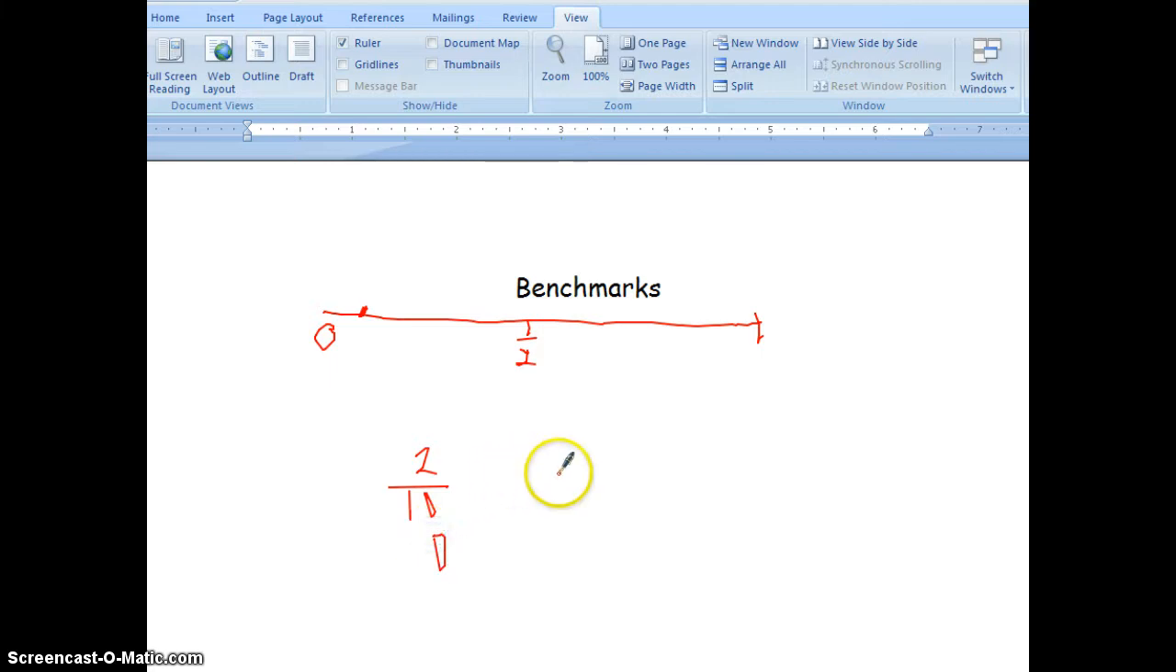And if I were having to compare that with another fraction, say 12 over 13, if I were to plot it on a number line, it would be very close to the whole. It would probably be somewhere around here. Now, these are not drawn to scale, but at least it gives you an indication of where they would be closest to on a number line. And in this case, it's obvious that 2/10 is less than 12/13.